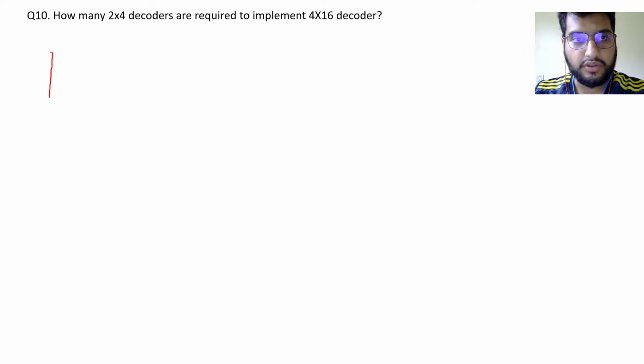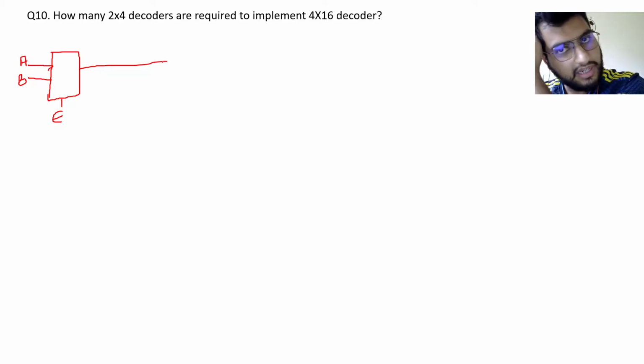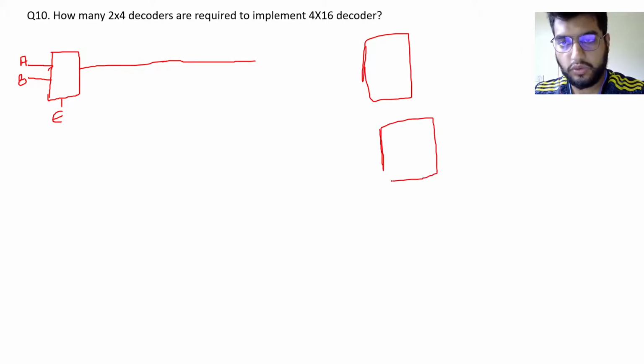So this is our first decoder, to which two inputs A and B are connected, and this is the enable to this. Here we get the output. So in a 4 cross 16 decoder, we will essentially have 4 input lines and 16 output lines, and there will be an enable. We will connect the output of this decoder to the other 4 2 cross 4 decoders.